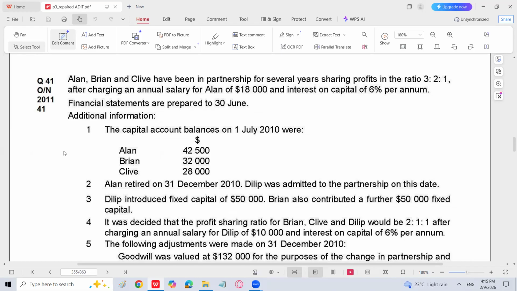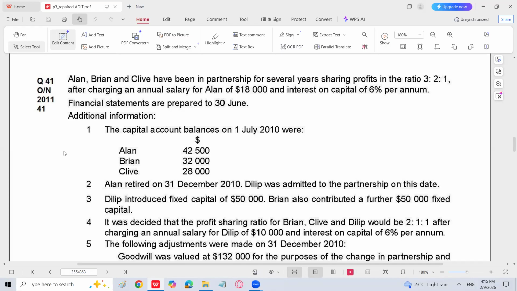Alan, Brain and Clive have been in partnership for several years, sharing profit and losses in the ratio of 3-to-1. So their profit and loss sharing ratio is 3/6, 2/6, and 1/6. After charging an annual salary of Alan of 18,000, there is an annual salary given to Alan only for 18,000, and interest on capital of 6% per annum. Financial statements are prepared to 30th June. It means that everything is there, but interest on drawing is not there.